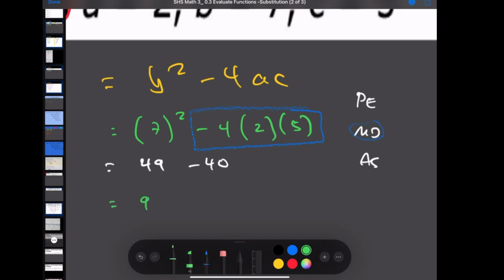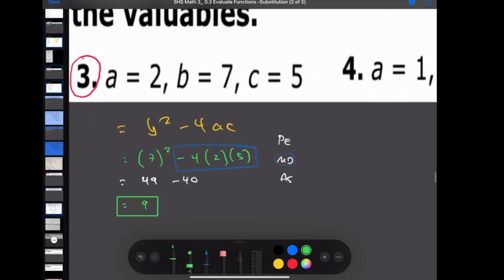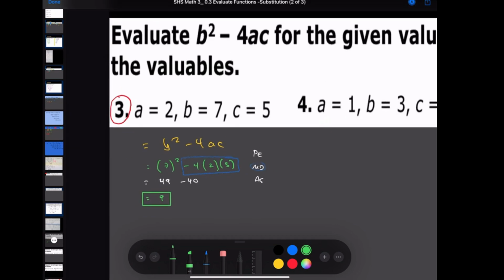Raise your hand if you got 9 as your answer. Okay. Bonus. Does anyone know where this comes from? B squared minus 4ac? You guys think I'm crazy? It's called the discriminant in the quadratic formula. Yeah, we're going to be doing that.